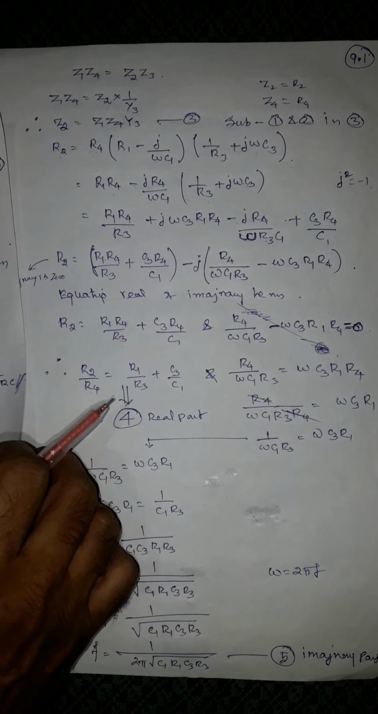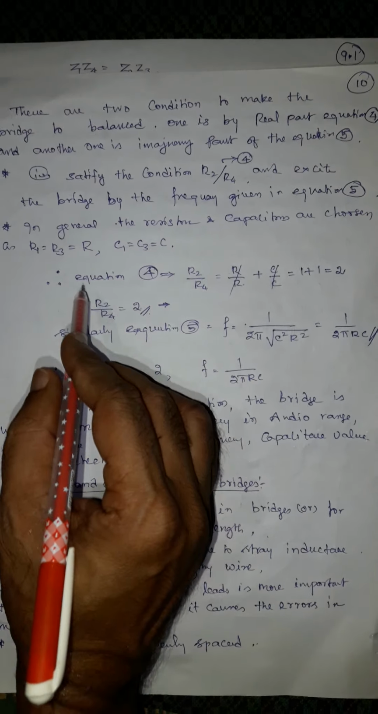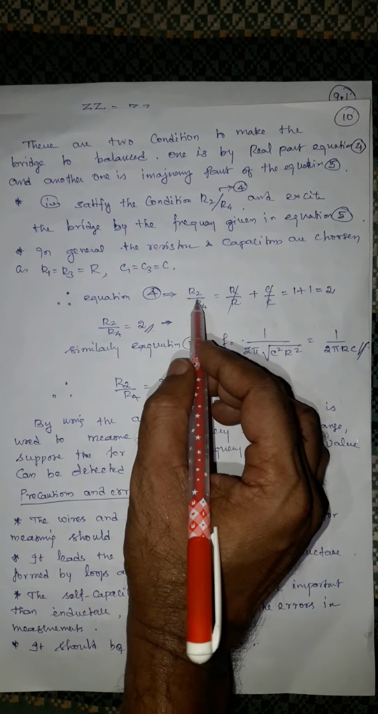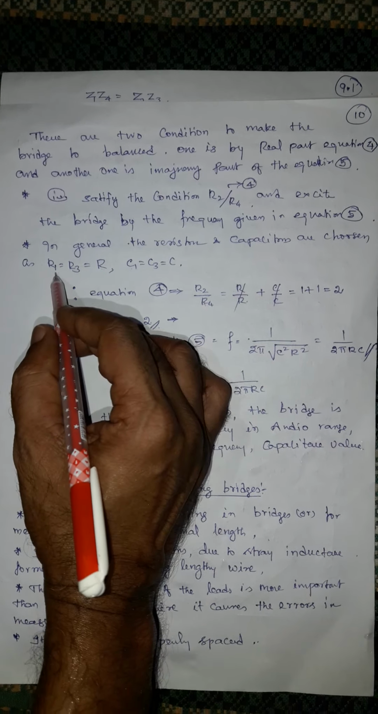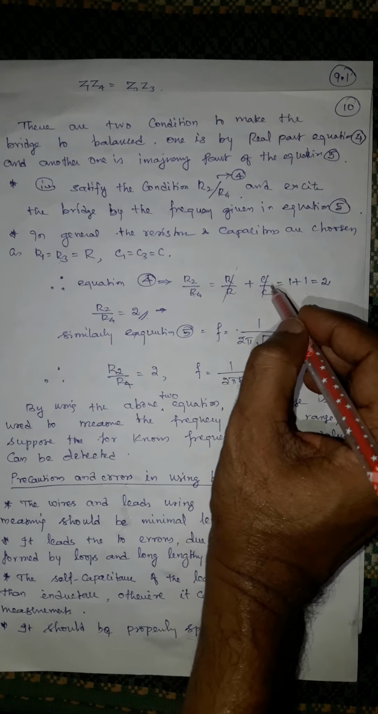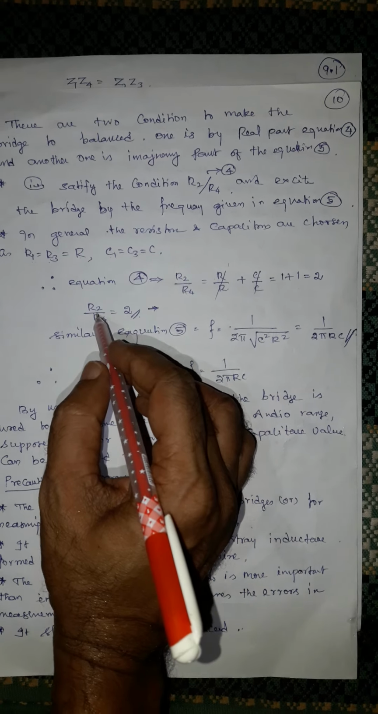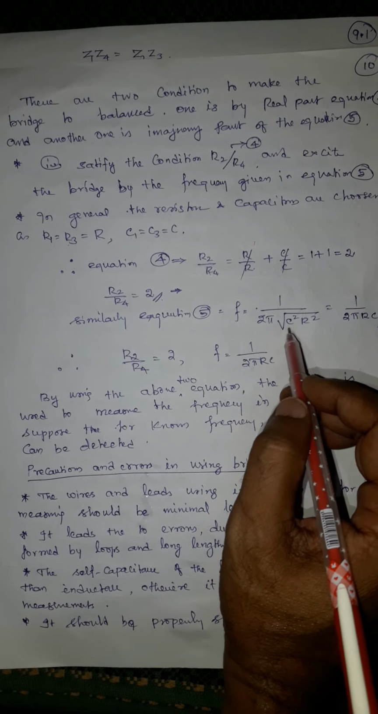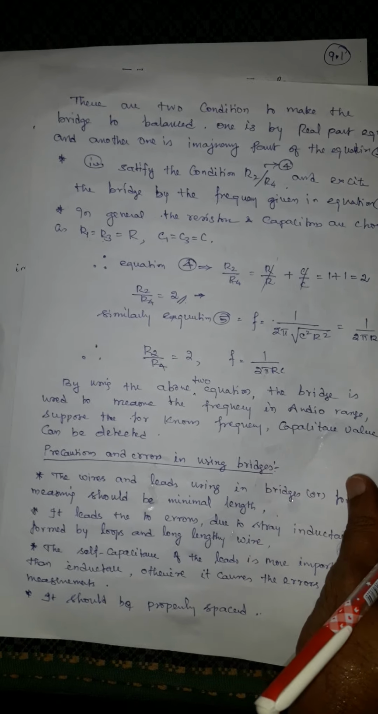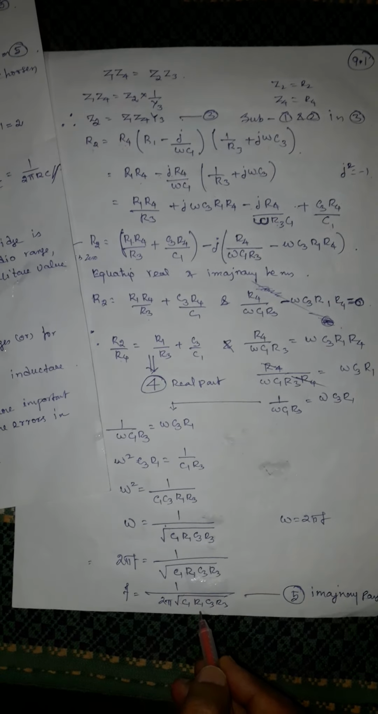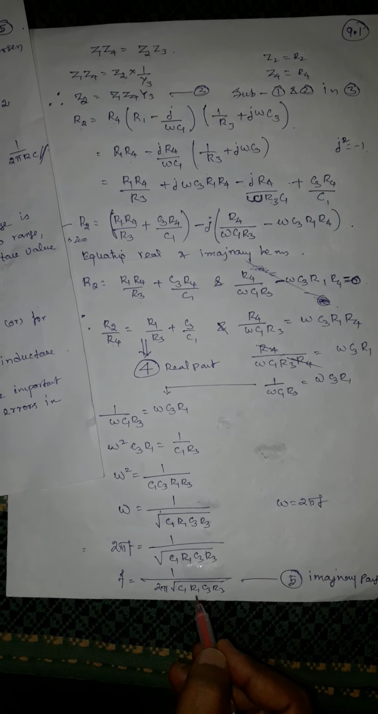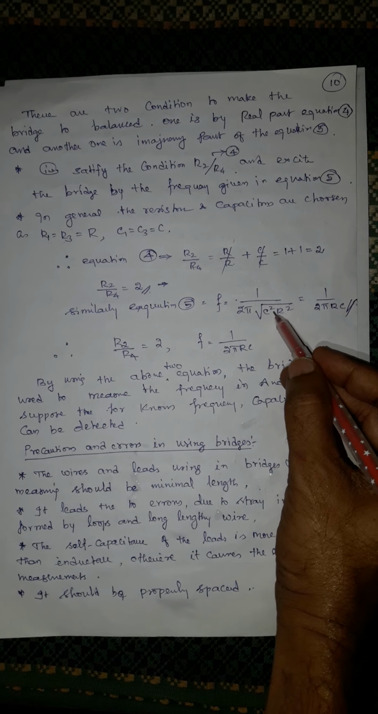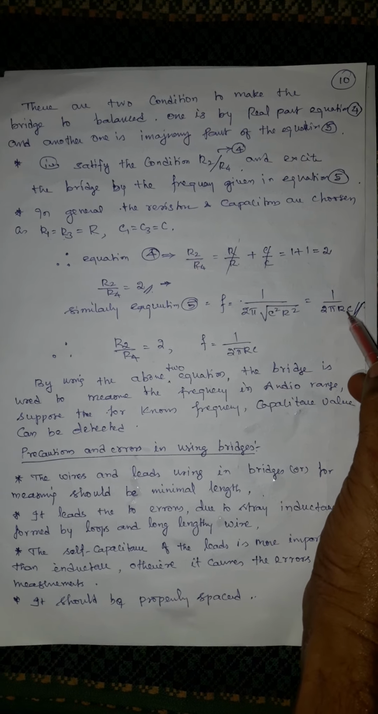Since we are taking R1 equal to R3 equal to R, and C1 equal to C3 equal to C, R1 by R3 is 1 and C3 by C1 is 1, so the sum equals 2. Therefore R2 divided by R4 equal to 2. Similarly, f equal to 1 divided by 2 pi root of C1 C3 R1 R3, which becomes C square R square, so taking the root, f equal to 1 divided by 2 pi RC.